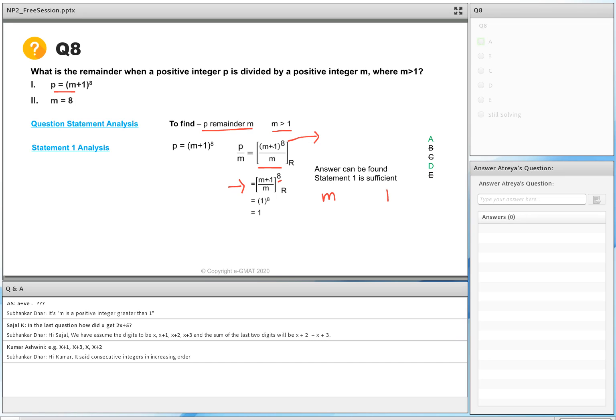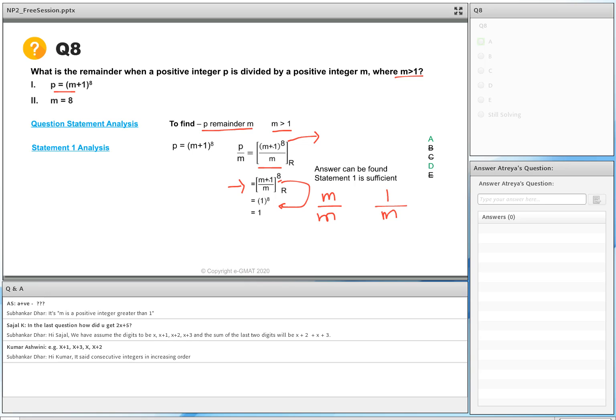Then divide m by m first. Now, when I divide m by m, it's completely divisible, right? The remainder is always equal to 0. But when I divide 1 by m, and I know that m is a positive integer and greater than 1, which means let's say m is equal to 2 or 3 or 4 or 5, any such number. Now, what happens when you divide 1 by 2 or 3 or 4? The remainder is always equal to 1, right? When you divide 1 by any positive integer apart from 1. So basically this entire expression now translates to 1 to the power 8.